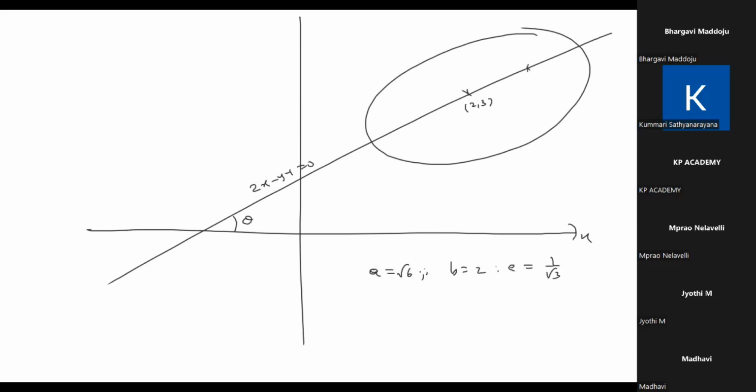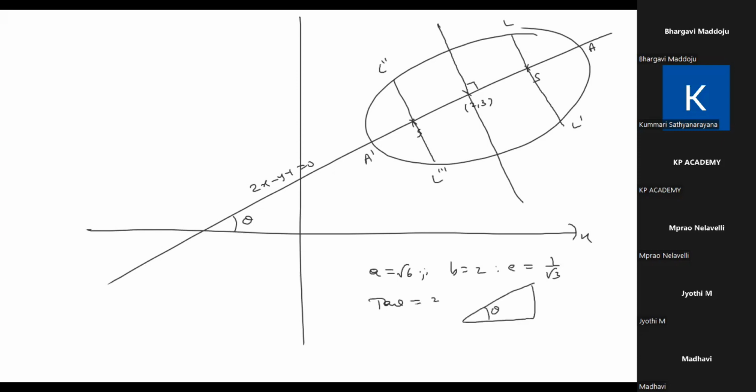Suppose you want the foci. Like this, this is A dash, and the latus rectum like this, L dash, L double dash. This is all you can do. Suppose you want the foci. So what is the tan theta here? Tan theta is 2, so we can find sine and cos: 2, 1, root 5.